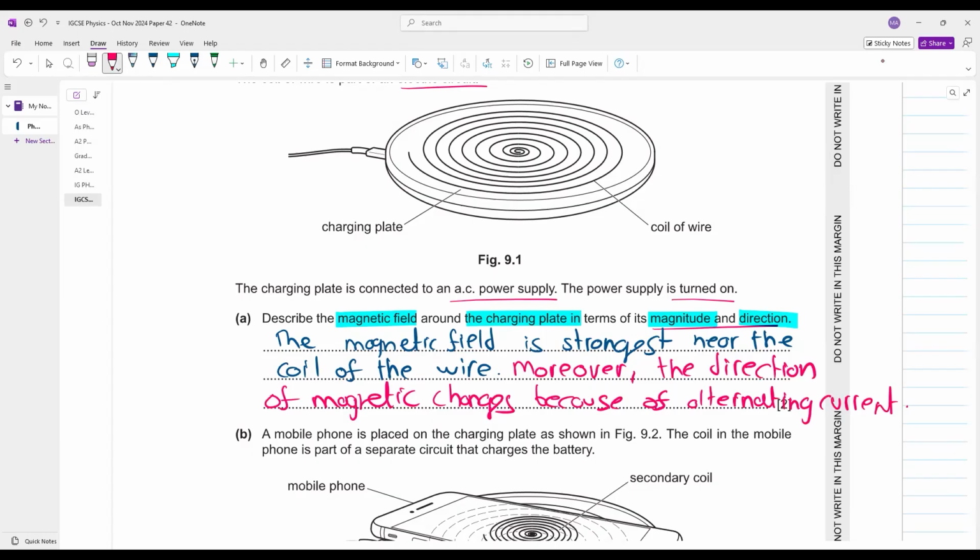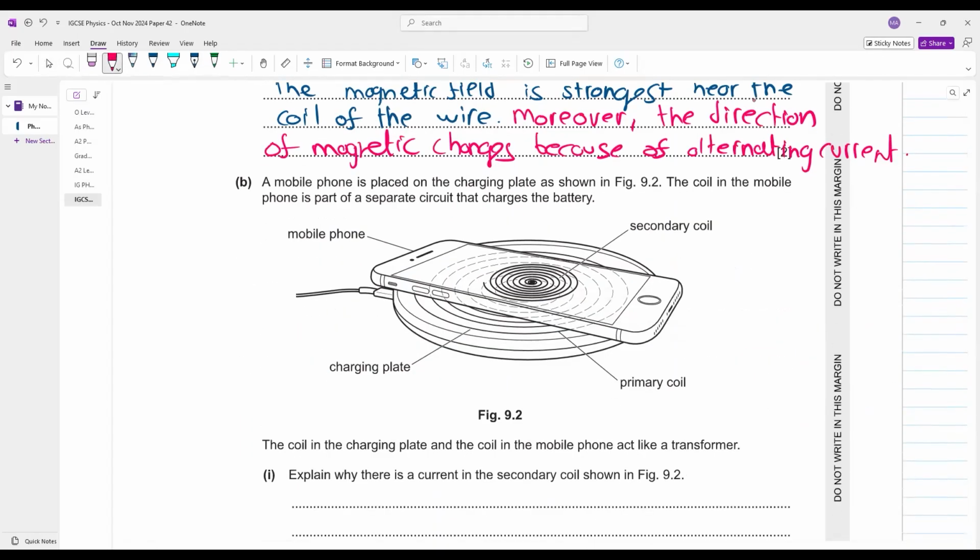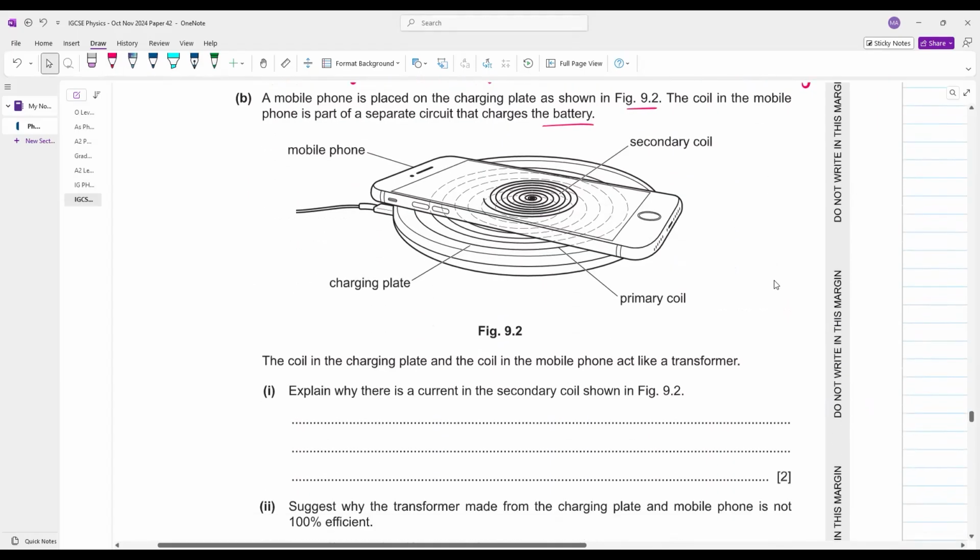Simple. Moving ahead. A mobile phone is placed on a charging plate as shown in figure 9.2. The coil in the mobile phone is part of a separate circuit that charges the battery. The coil in the charging plate and the coil in the mobile phone act like a transformer. Explain why there is a current in the secondary coil shown in figure 9.2. You have to tell why there is a current in the secondary coil.